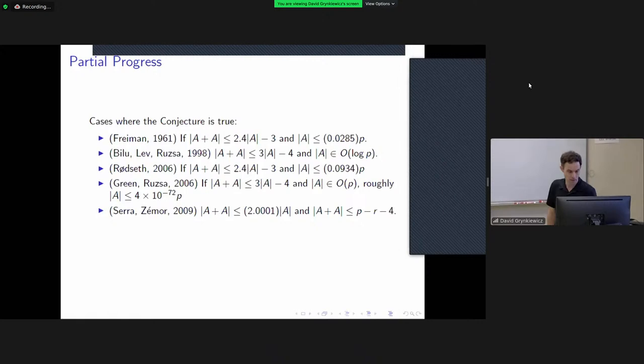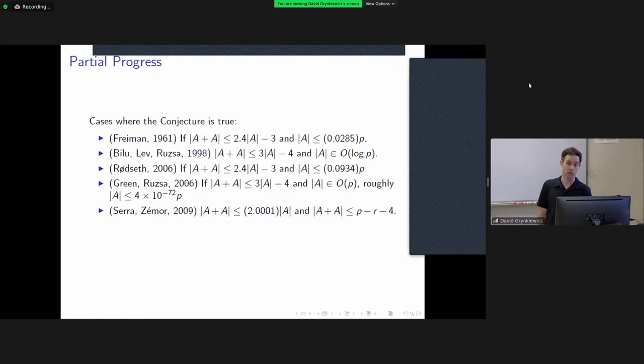Now we can go to the opposite extreme. What if we were trying to get the optimal density bound? We have some nice work of Serra and Seymour. They got the optimal density bound, p minus r minus 4. But of course, they had to pay a little bit of a cost for that. They had to weaken the small sumset hypothesis from, say, what Feynman had at 2.4 to 2.0001.